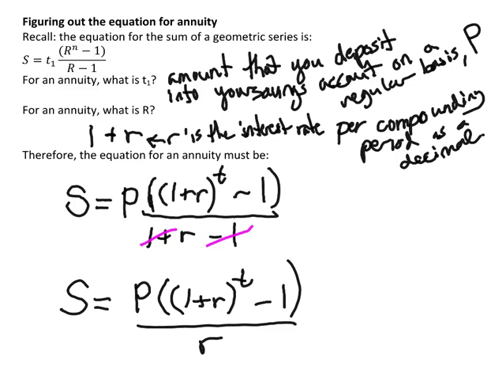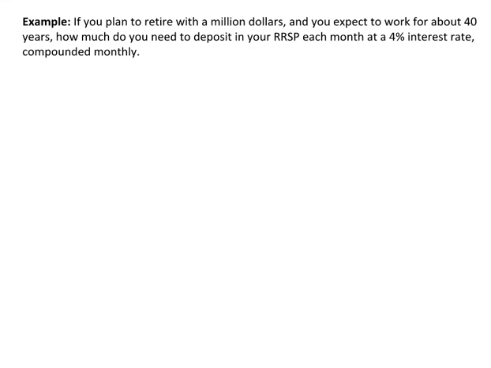All right, let's try using that with an example. So let's say you want to retire with $1 million. That sounds nice. And you'd like to work for about 40 years. And you're going to be putting in a little bit into your RSP or maybe a combination of your RSP and your TFSA at 4% interest rate, say, and it's going to be compounded monthly.